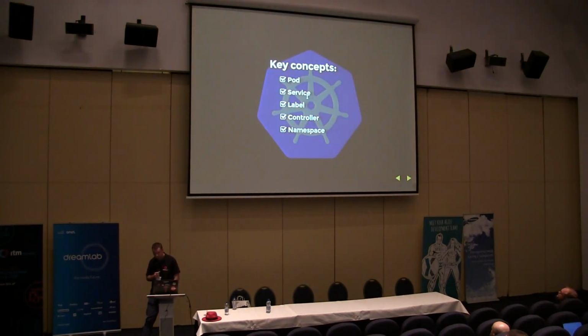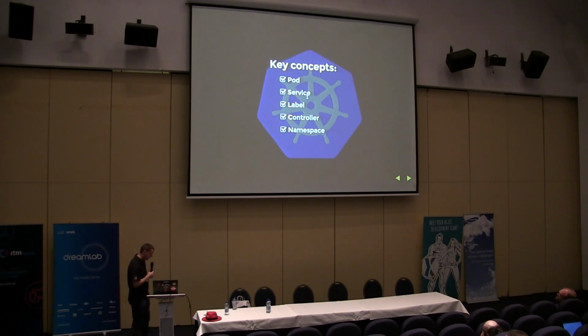So key concepts, as I mentioned, the pod is the smallest unit in Kubernetes. The service is a one-level-higher primitive that allows you to group pods into services that you can then expose externally. The label is a grouping primitive for Kubernetes, meaning that each pod, each unit, each resource in Kubernetes has a label on it, and based on those labels you are able to group resources together.